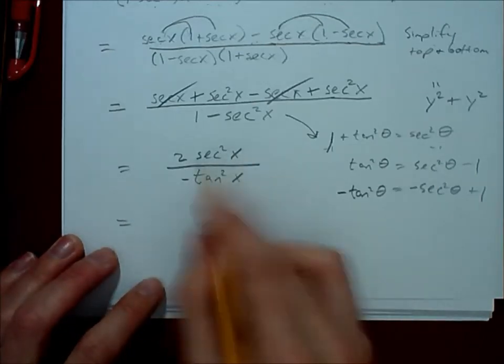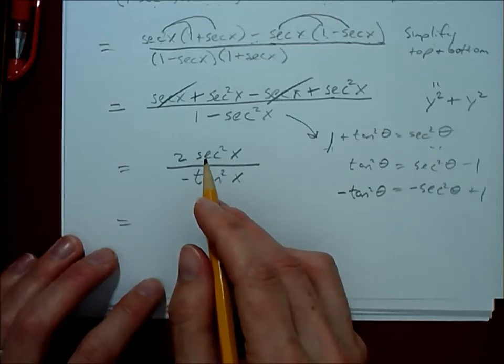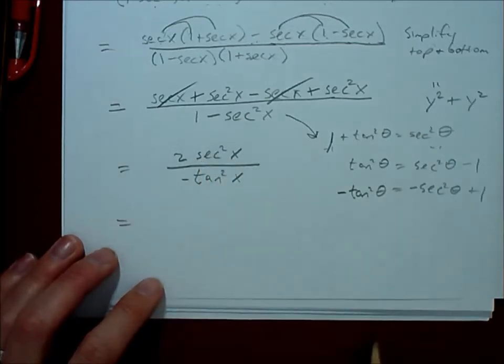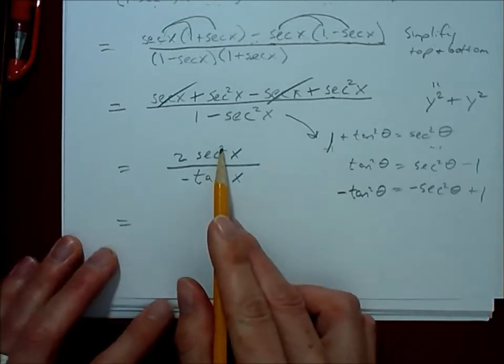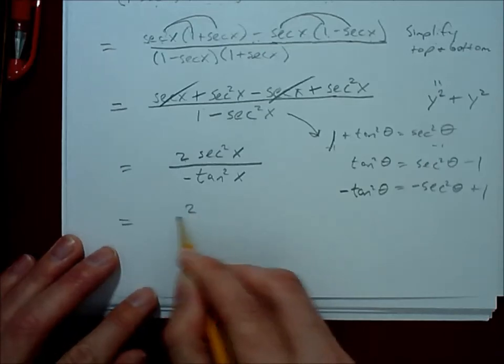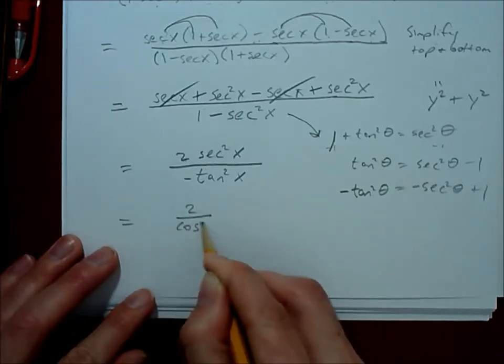So how does secant convert to sine or cosine? Yeah, it's 1 over cosine. And the same thing works with the square. It would be 1 over cosine squared. And since there's two of them, it's 2 over cosine squared.